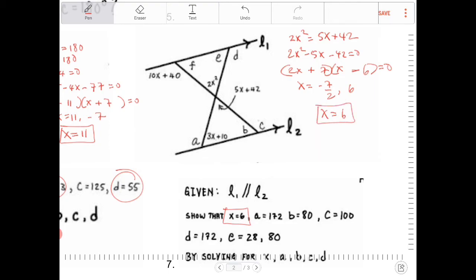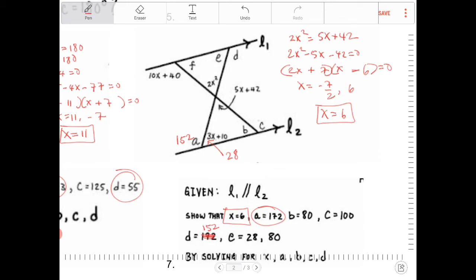So once x is equal to 6, I can then figure out all this other stuff, that this angle over here, 3x plus 10, must be 28. And if a is equal to 28, then a is most definitely not 72. Oh boy, how embarrassing. So a is actually going to be 152. So a is 152. So if a is 152, then D, therefore, will also be 152.